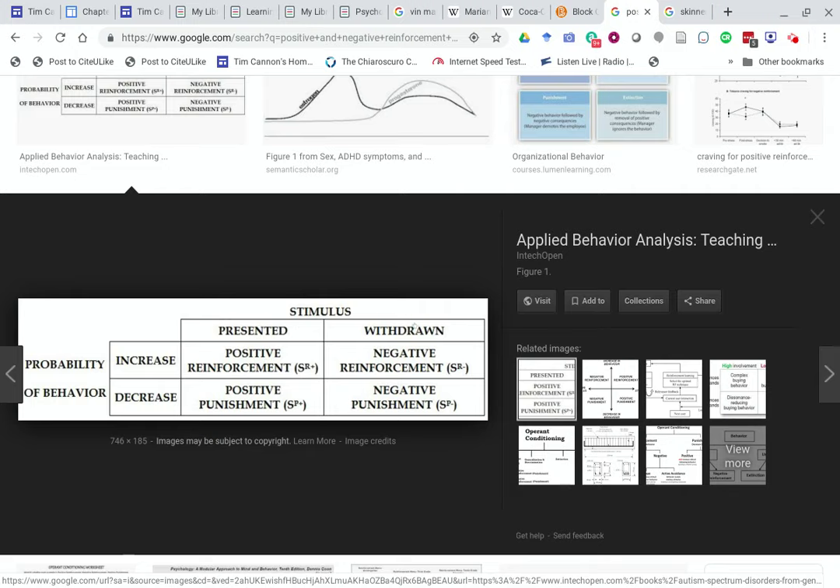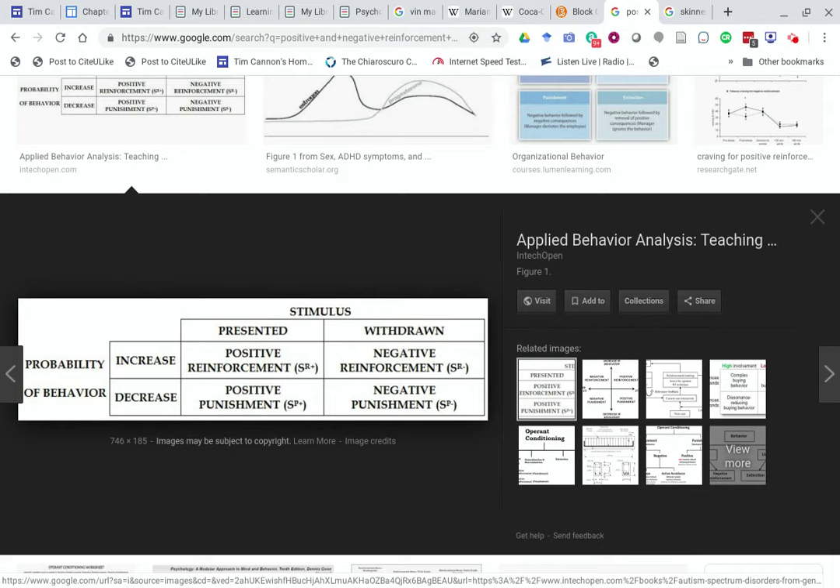And this is the table column header. There's two headers. Contingent upon behavior, a stimulus is presented or added. I prefer added, actually. Or contingent upon behavior, a stimulus is removed or withdrawn. And if you've contingent upon behavior added a stimulus, then you're in this column. These are the only two options you have. And if it's been withdrawn or removed, you're in this column. Those are the only two options you have.